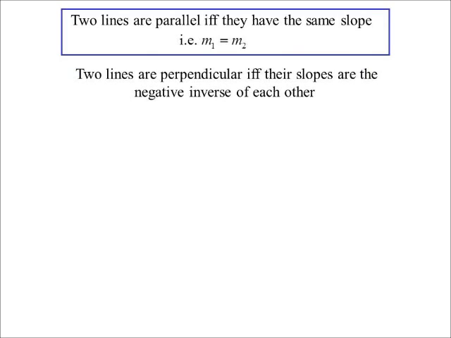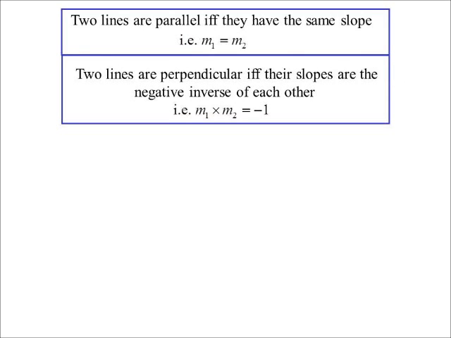And for perpendicular, the way I like to say it is their slopes are the negative inverse of each other. Or a neat way of saying that, I suppose, is they multiply together to give -1.